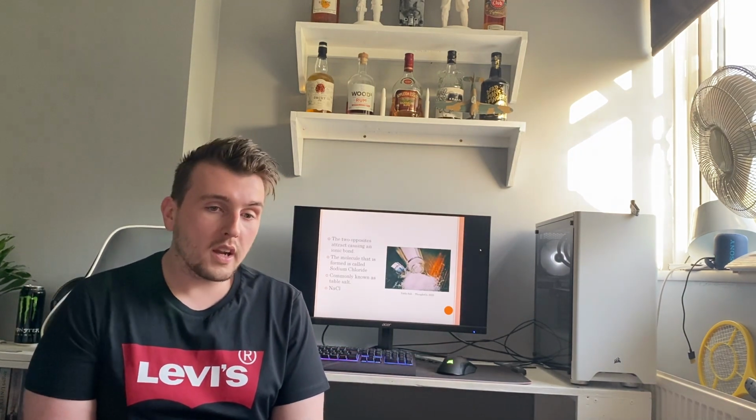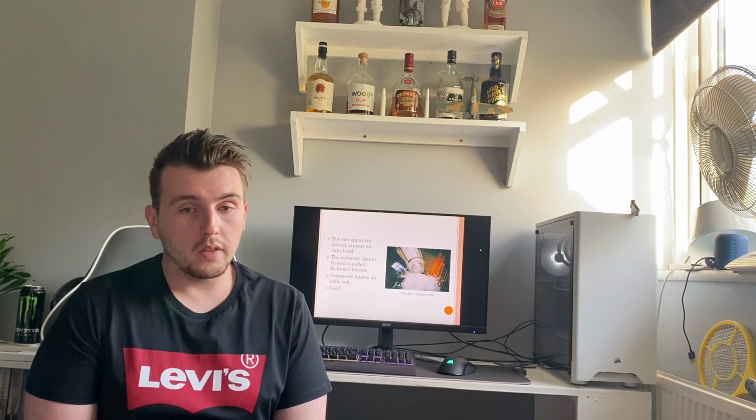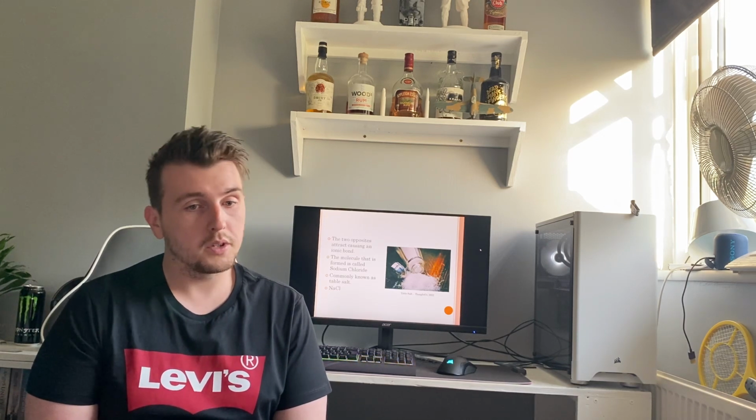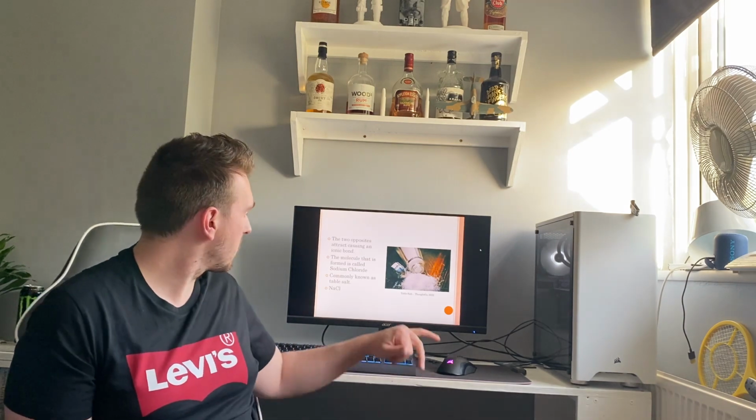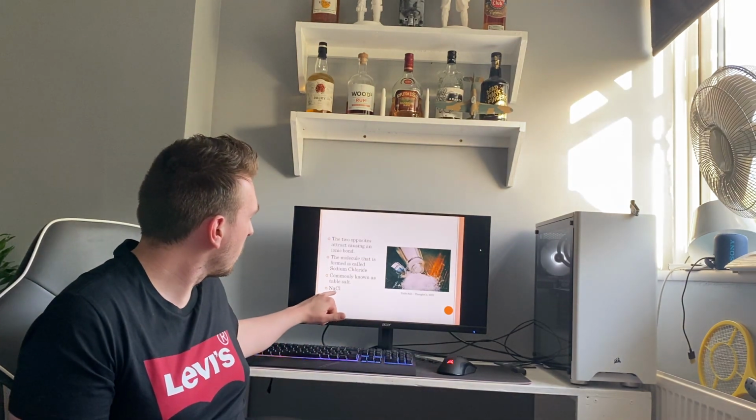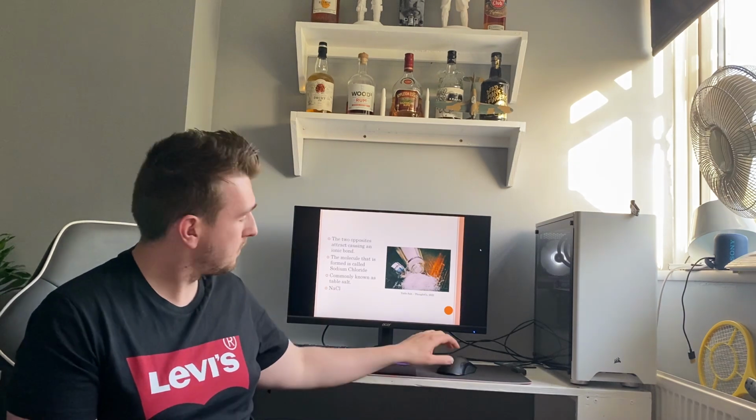The two opposites attract, causing an ionic bond. The molecule that is formed is called sodium chloride, which is most commonly known as table salt, and has the chemical formula of NaCl.